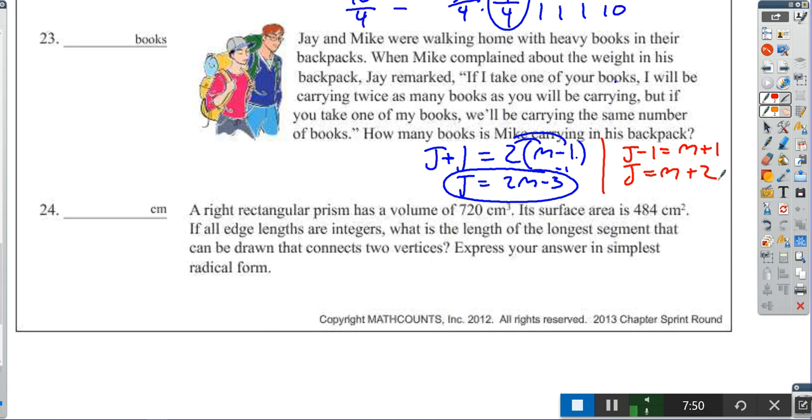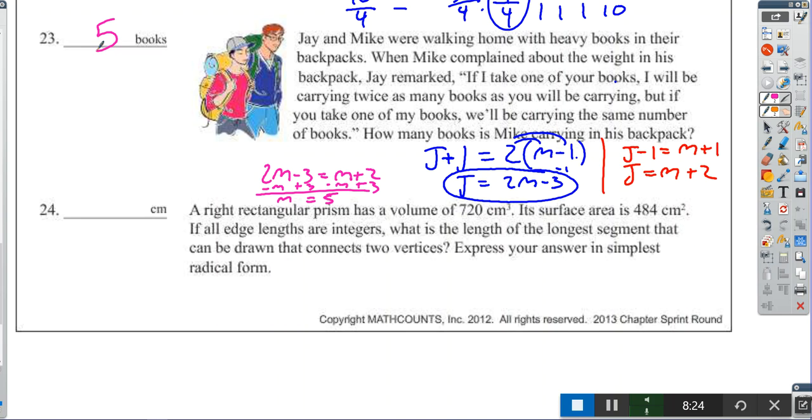All right, we have a system of equations. Let's solve it. So we have 2m minus 3 is equal to m plus 2. Well, subtract m, we get m minus 3 equals 2, so m is equal to 5. So Mike has 5 books. Incidentally, if Mike has 5 books, that means Jay has 7 books, which would make it all work.